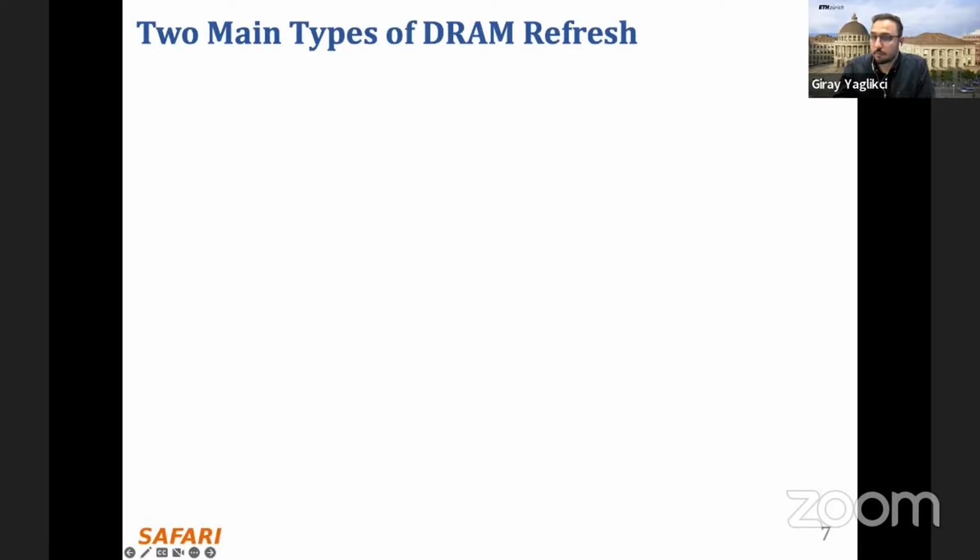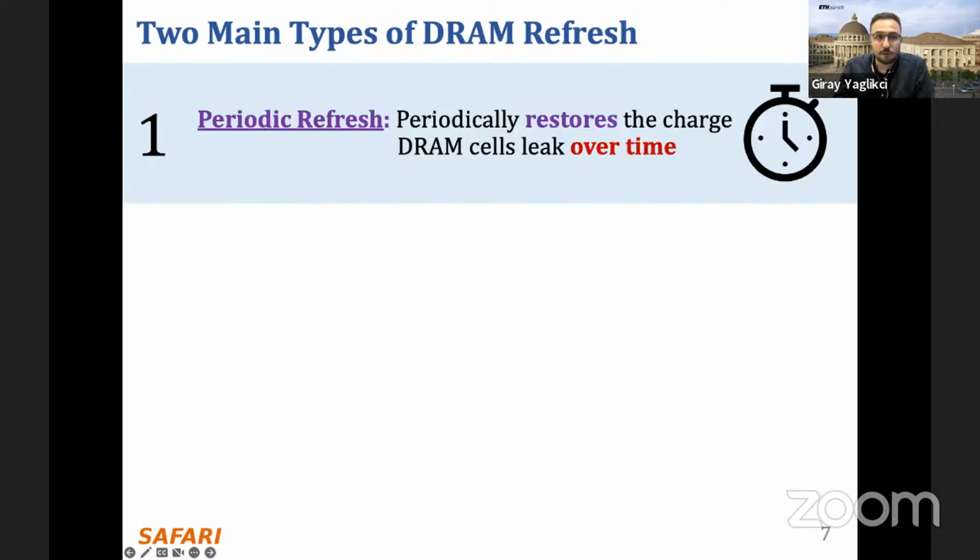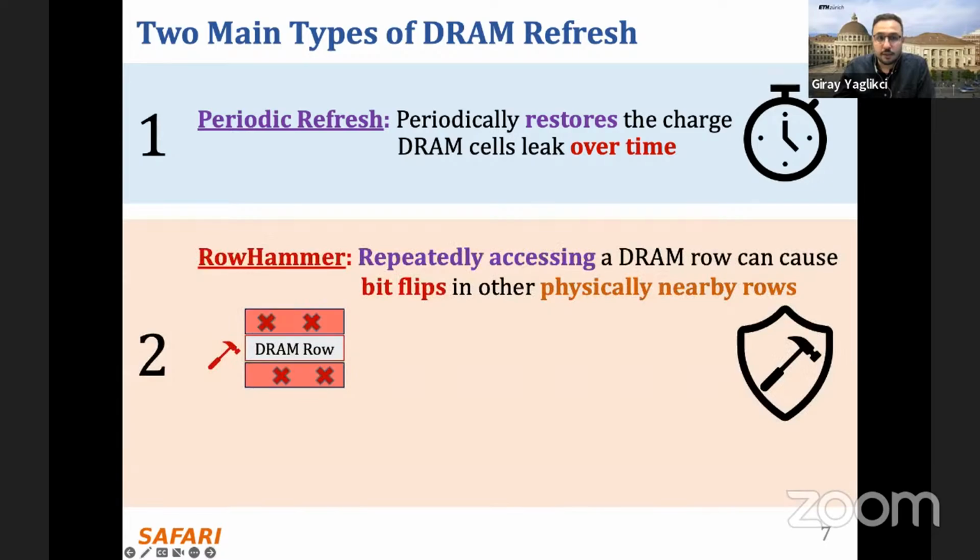Before talking about performance implications, I want to introduce two types of refresh that we have today. The first type is what I actually explained one slide earlier. It is called periodic refresh. What it does is it periodically restores the charge that a DRAM cell leaks over time. And the second type of refresh is relevant to a read disturb mechanism in modern DRAM chips called RowHammer. So I need to give a little bit of background about RowHammer.